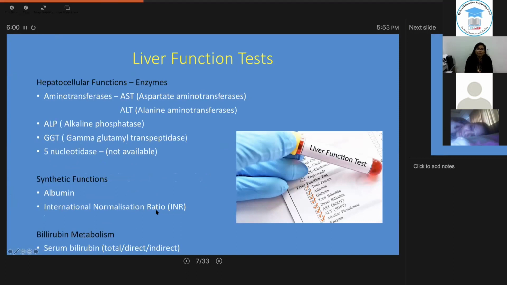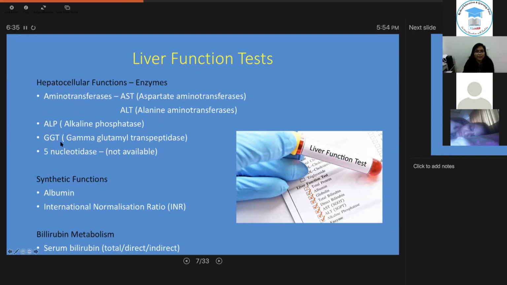So what are the liver function tests we order? The LFTs are the ones which tell us about the hepatocellular functions. They are the enzymes. What are the enzymes? They are aminotransferases, AST or ALT. Previously, we used to call them SGOT and SGPT, but now the names have changed to aspartate aminotransferase as AST, alanine aminotransferase as ALT. Next is the alkaline phosphatase, in short we write it as ALP.